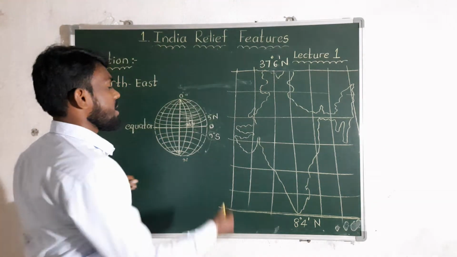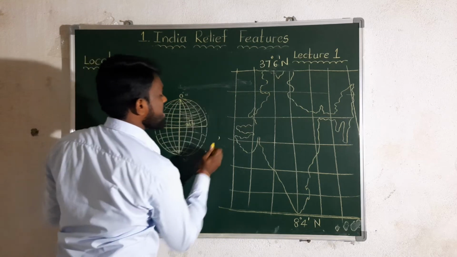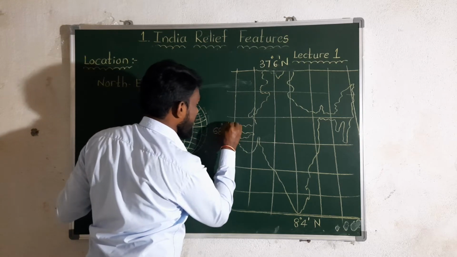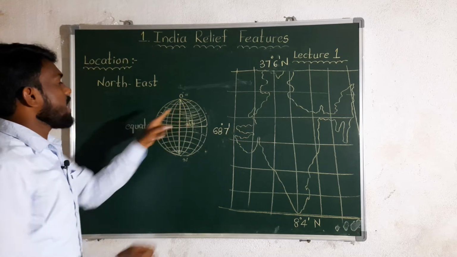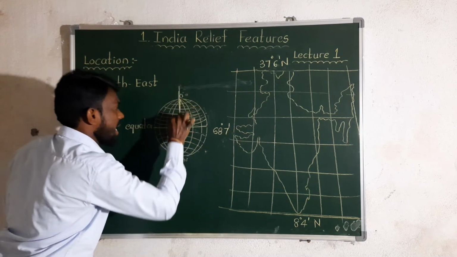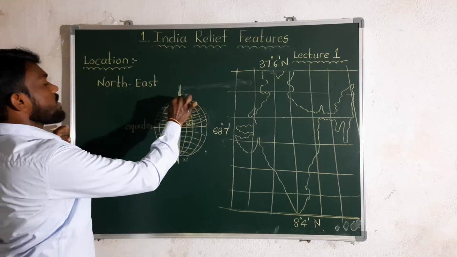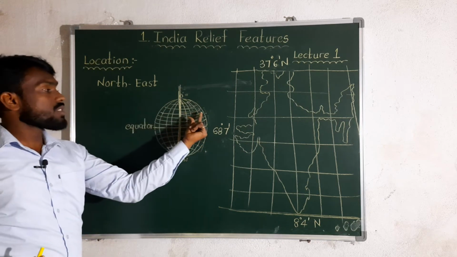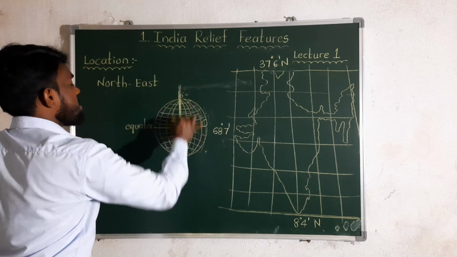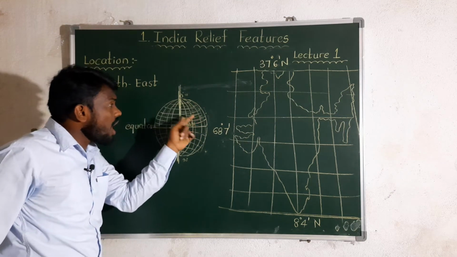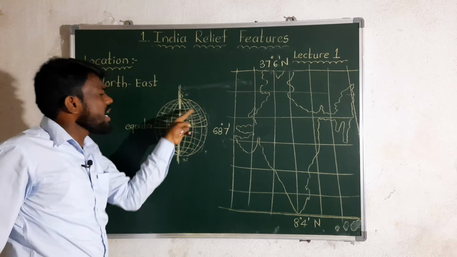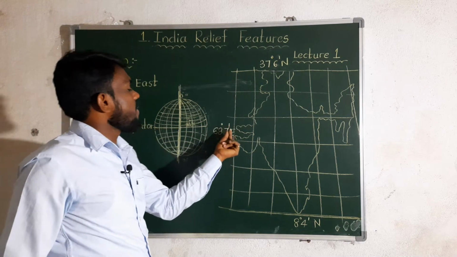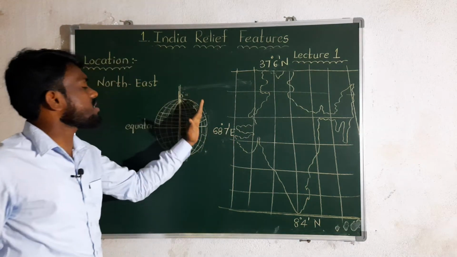And the next one is here, 68 degrees 7 minutes. Here are the longitudes with respect to the prime meridian. The longitudes which are on the east side from this are called eastern longitudes, and these are western longitudes. Here the longitudes from the prime meridian in the east direction, I am using E, which means 68 degrees 7 minutes east, which means in the eastern hemisphere.